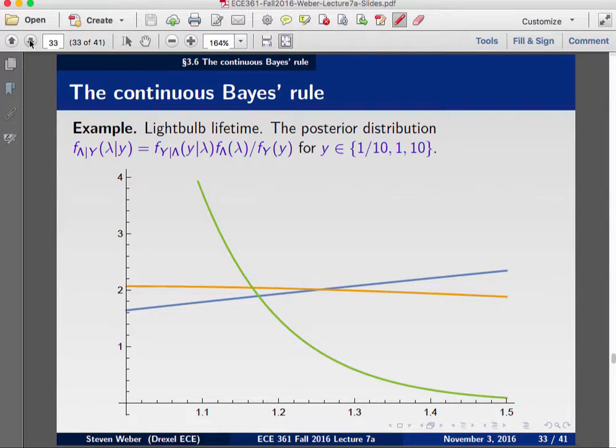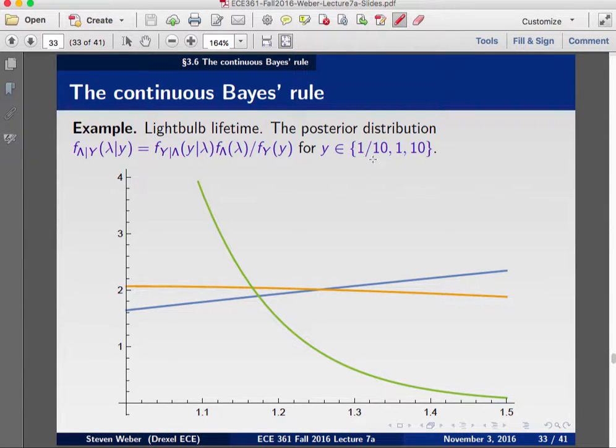Finally, this is the distribution on the value of lambda given the observation of the duration of the light bulb lifetime. It's often called the posterior distribution. So here, the x-axis is the lambda axis going from 1 to 1.5. And again, we have three curves corresponding to three different values of y. The blue curve corresponds to observing a lifetime with duration 1/10. The yellow curve corresponds to observing a light bulb with lifetime 1. And the green curve corresponds to observing a light bulb with lifetime 10.